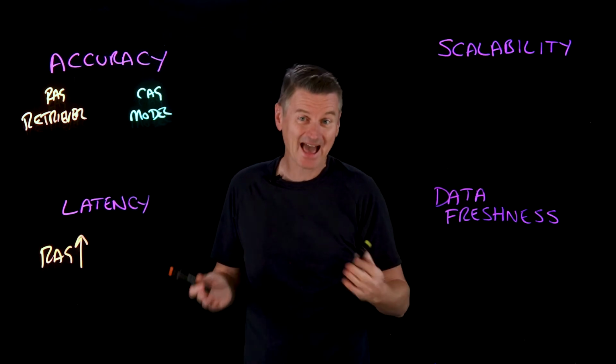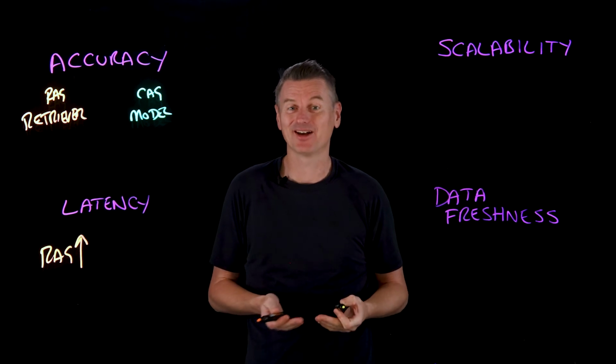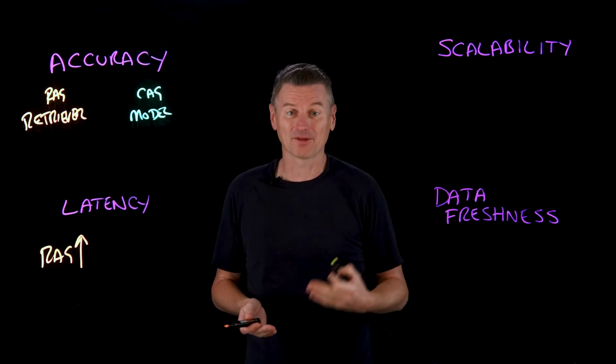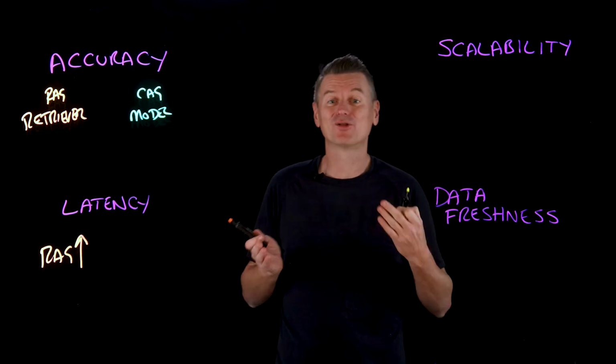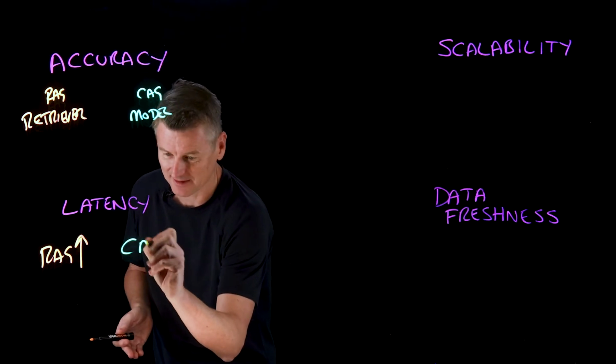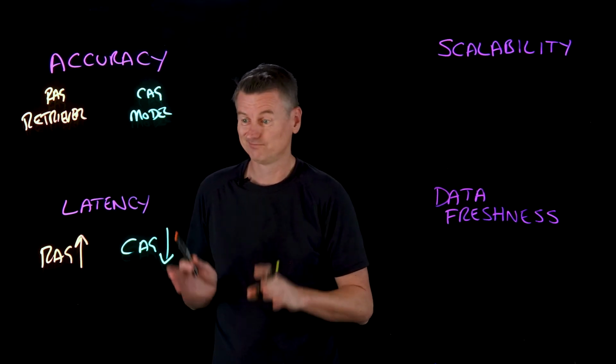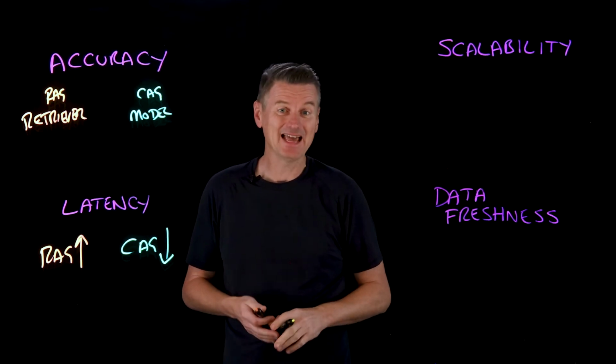But with CAG, once the knowledge is cached, answering a query is just one forward pass of the LLM on the user prompt plus the generation. There's no retrieval lookup time. So when it comes to latency, CAG is going to be lower. All right, what about scalability?